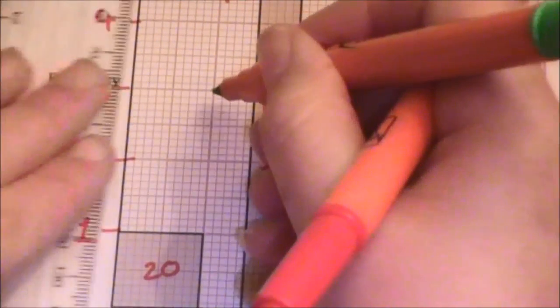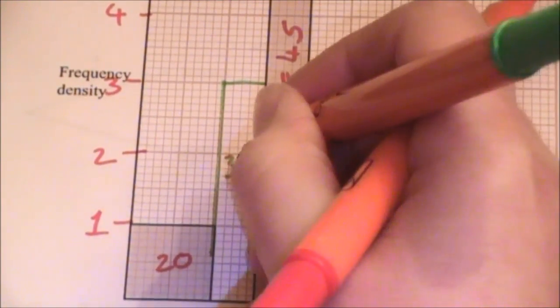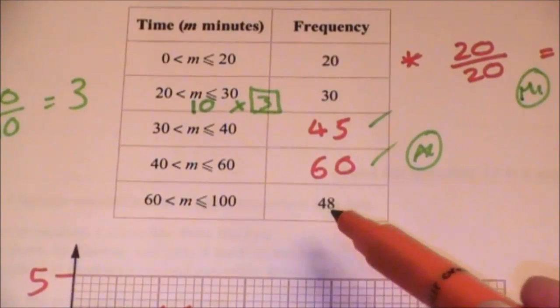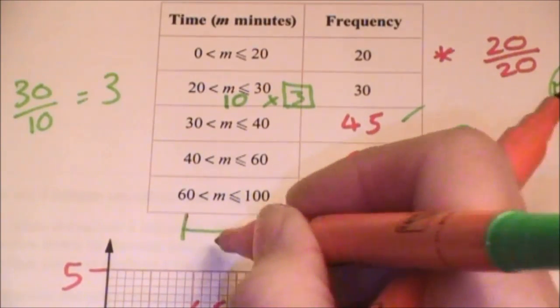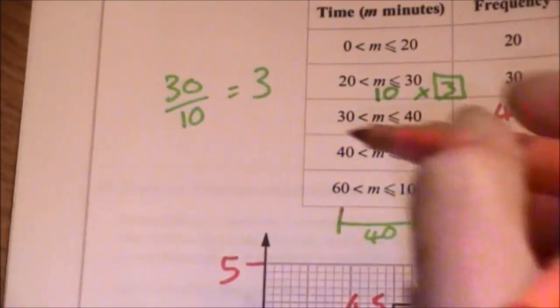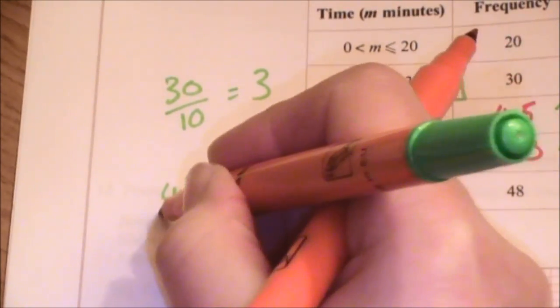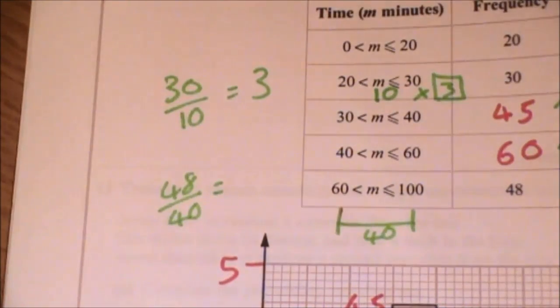So it goes to there. I can draw that in. And there you go. That's that bar. The next one has an area or frequency of 48. It's got a width of 40. So I need to do 48 divided by the width, which is 40.